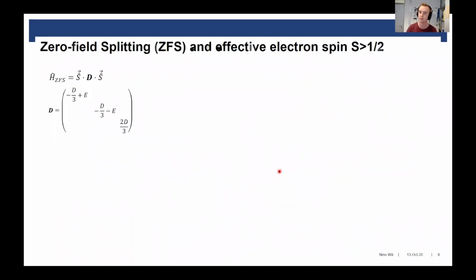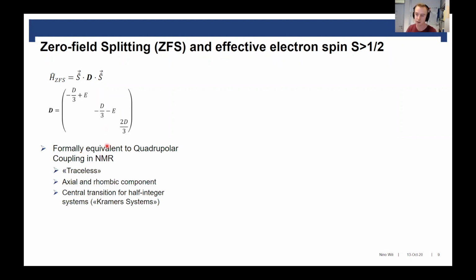Then what we're missing is the zero field splitting, because it is only there if you have an effective electron spin of higher than 1/2. So you need strongly coupled electrons basically to see this. Then you get an effective spin. And you see here, it's like S times D times S. So it already looks kind of like the quadrupolar coupling. And then I think this is kind of an unfortunate parametrization, but you have this D and E value for the axial and rhombic components. But in general, it's quite similar to the quadrupole coupling in NMR. It's traceless, has an axial and rhombic component.